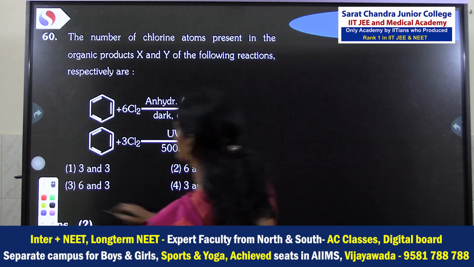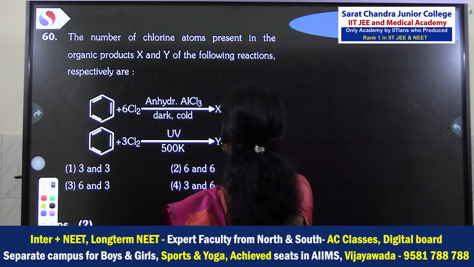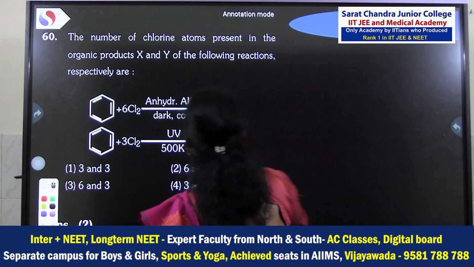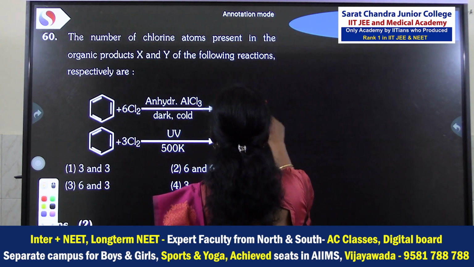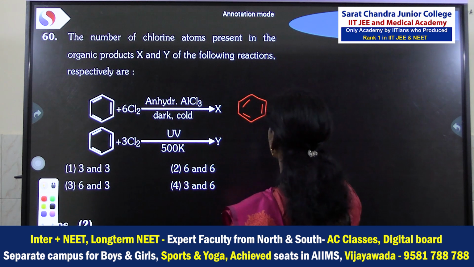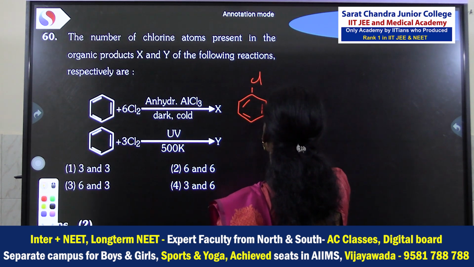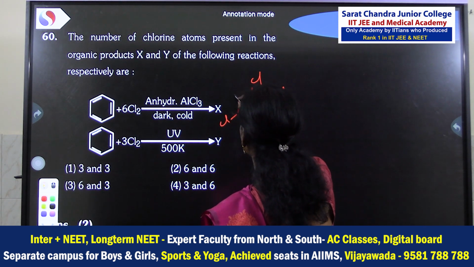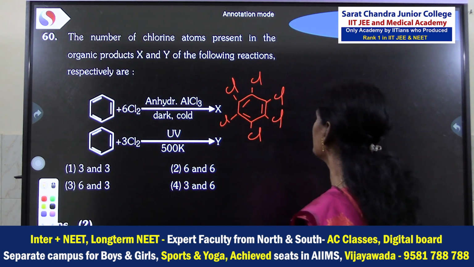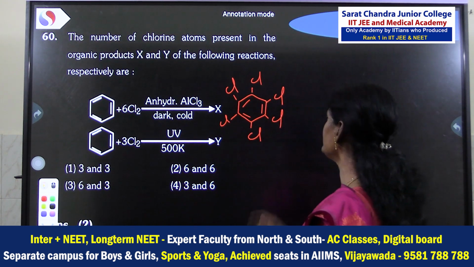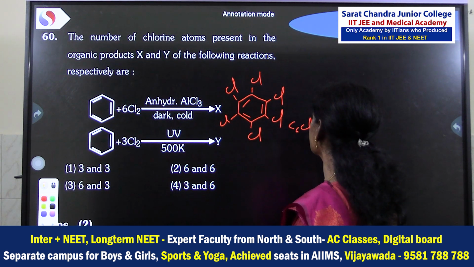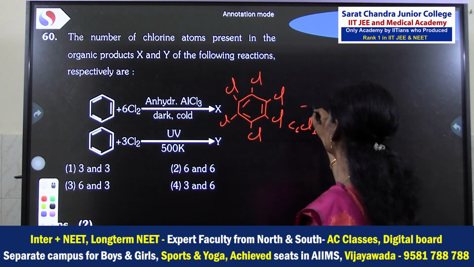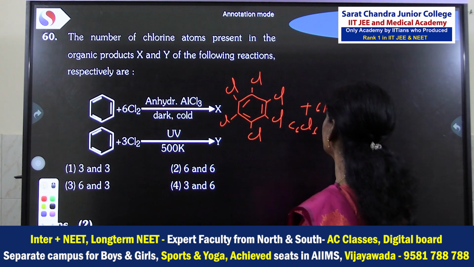Therefore the compound X is only a substitution reaction product. Hydrogens of benzene are replaced by Cl plus. So the molecular formula of this compound is C6Cl6. All 6 hydrogens are replaced by Cl plus, and the byproduct is 6 moles of HCl.